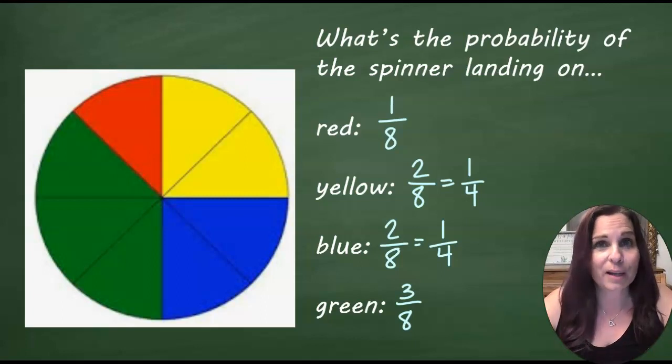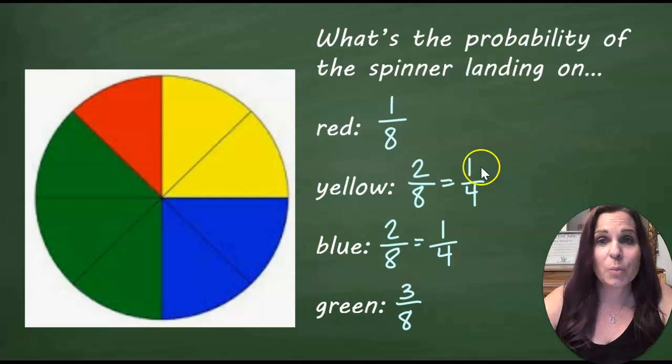But if we were to rank them, 3/8, right? There are more pieces on the spinner that are green than the other 3 colors. Then you would say maybe blue and yellow are equally as likely, and then red is the least likely outcome when you spin the spinner. I put all of these in fraction form, but we could have also put them in decimal or percent.